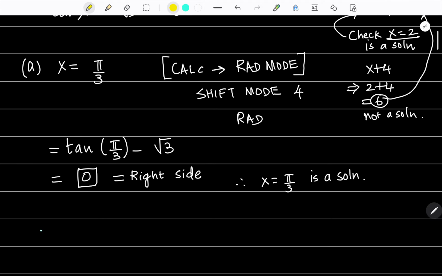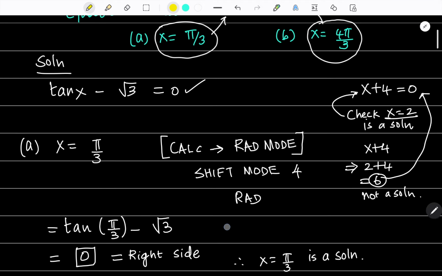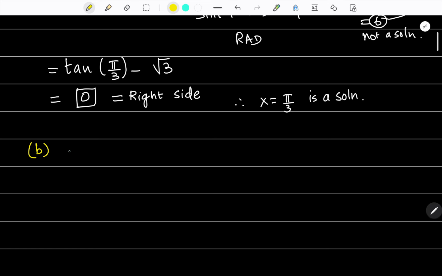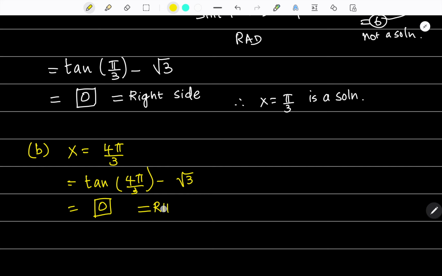Let's go to the next question, which is B. The B question is x equals 4 pi by 3. You're going to put it in the calculator, right? Tan 4 pi by 3 minus square root of 3. I'm getting 0, which is also equal to the right hand side. So from this, x is equal to 4 pi by 3 is also a solution of this equation, right?